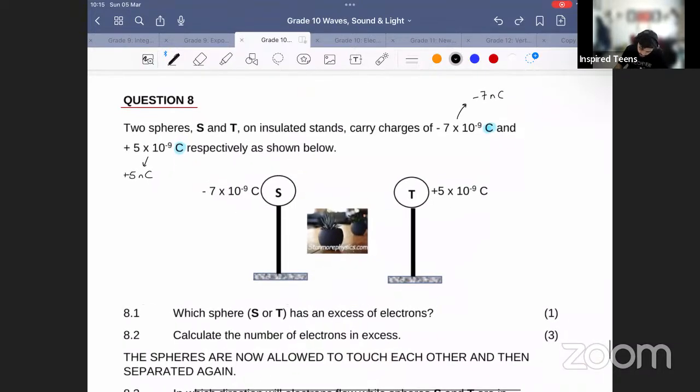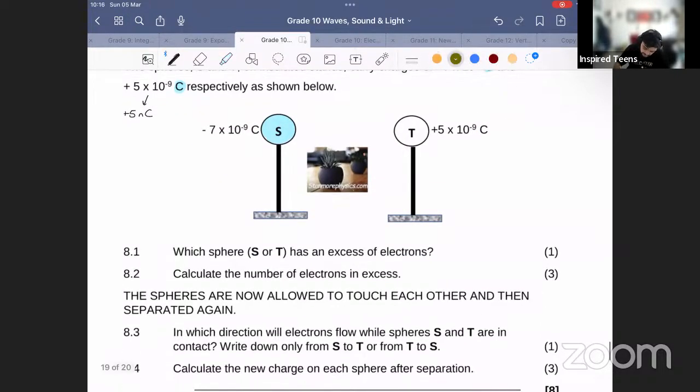Number 8.1: which sphere, S or T, has an excess of electrons? Correct, S. The reason is because it has a negative charge, so it has an excess of electrons. So our answer is S.